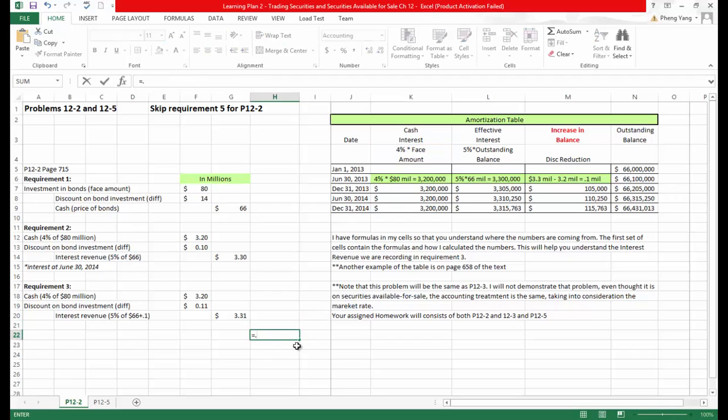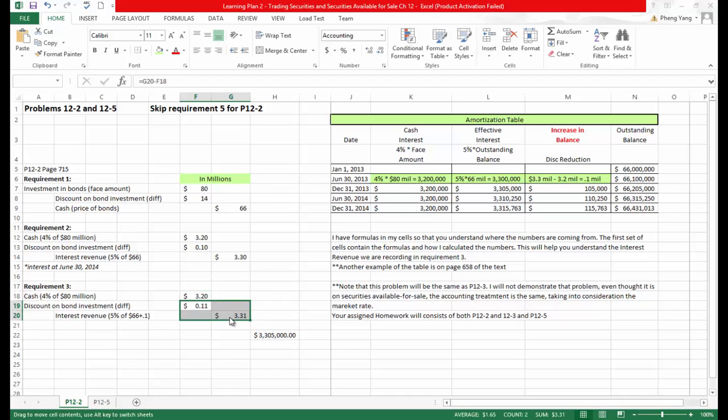So if we take 5% times that number, which should be the 66 plus 0.1 here, which is the 66 million plus that discount here, okay? It should equal the 3.31, okay? So 3.31, that 5 is just rounded to a 1 here. So basically that's how that looks like, right? So hopefully you understand that. So that 66 plus 0.1 or that discount on the bond investment, you can do it that way.